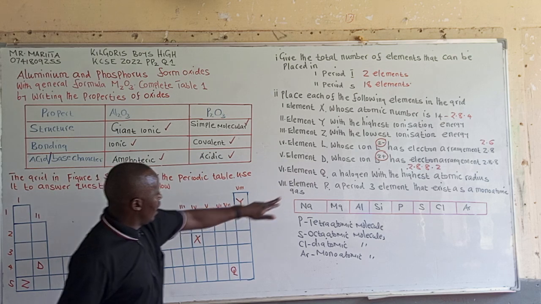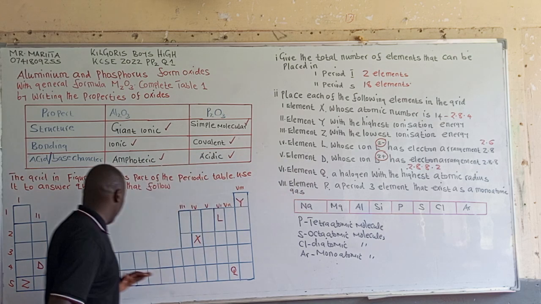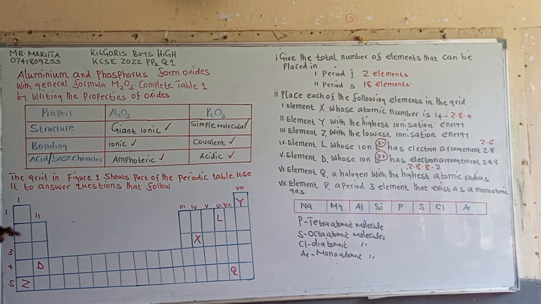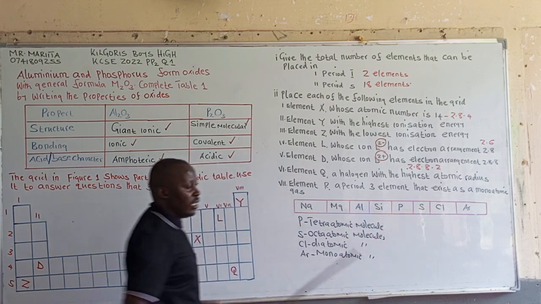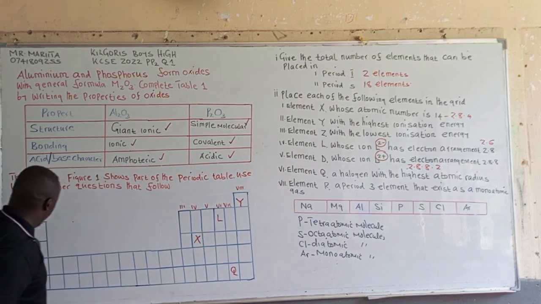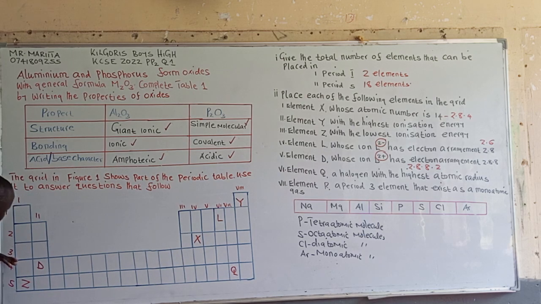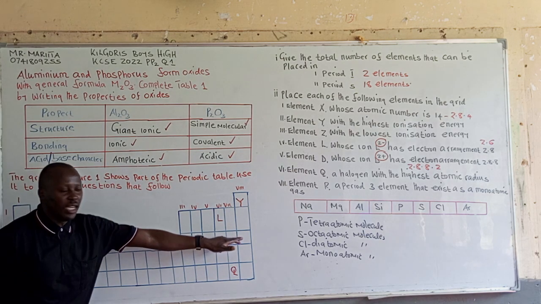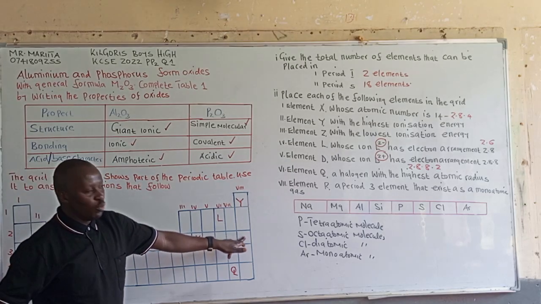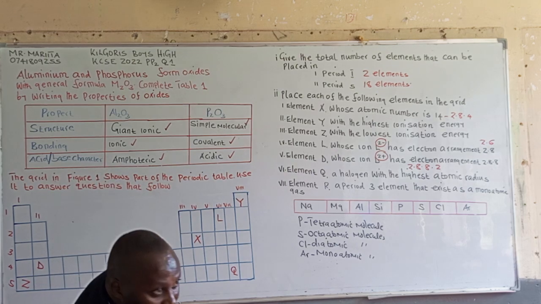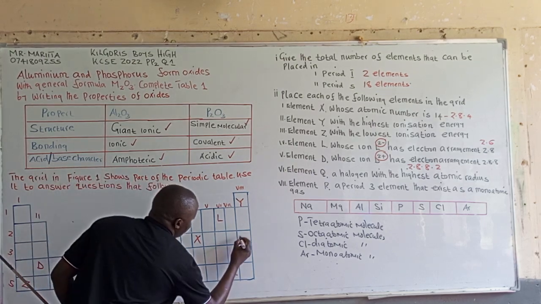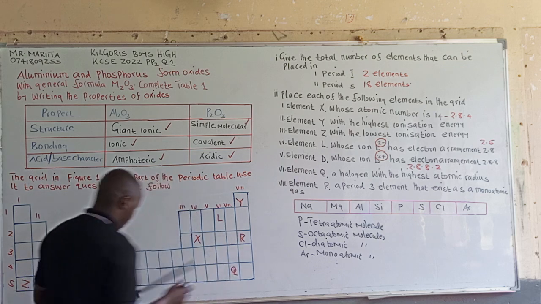So we will place element R, which is a period 3 element. Period 3 is 1, 2, 3, and that element exists as a monatomic gas. For a monatomic gas you go to group 8. So we have period 3, and then you go to group 8. That is where you can select an element which exists as a monatomic molecule, and therefore element R is placed there.